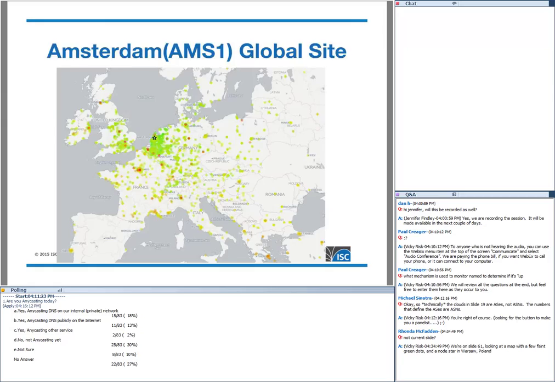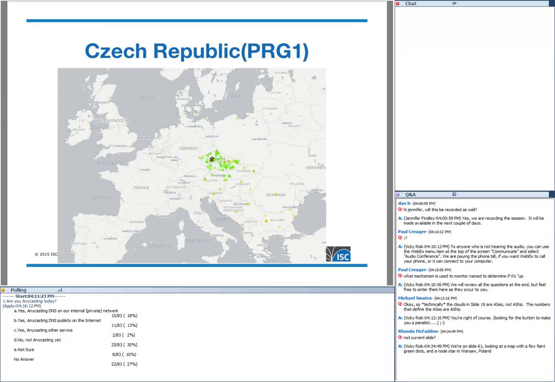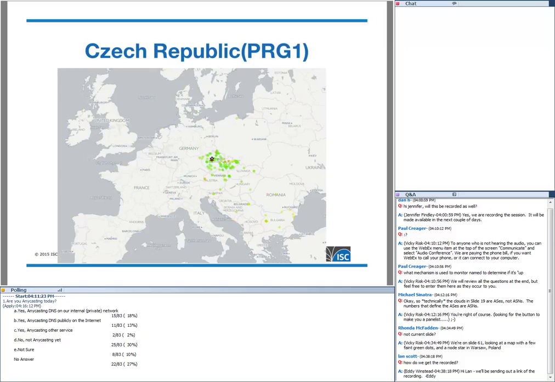What we found there is our node in Prague in the Czech Republic is simply so well peered there. The peering ecosystem is so positive there that essentially they're all using the local node, and none of them are going over to the Amsterdam global node. So this is actually a great example of where the BGP no export for our local nodes is working really well. Next slide, please.